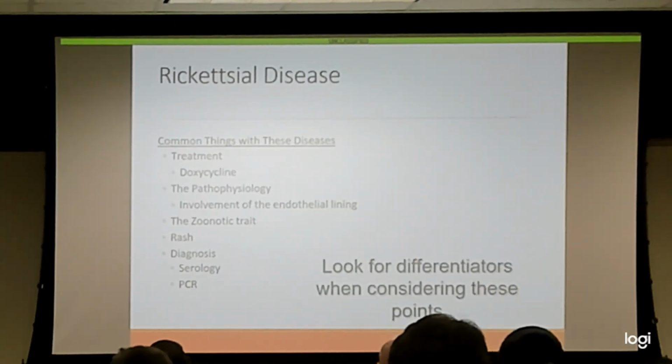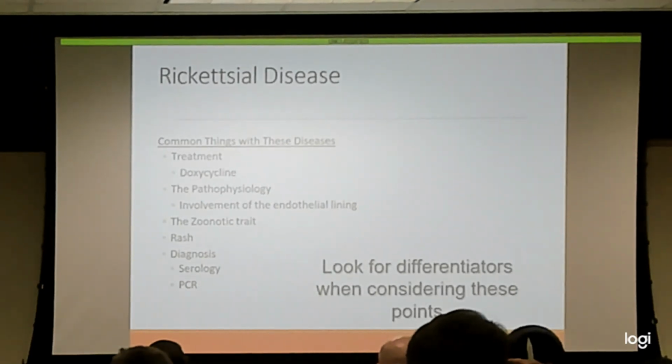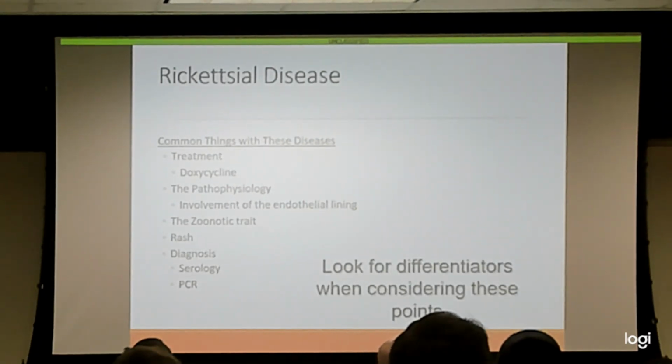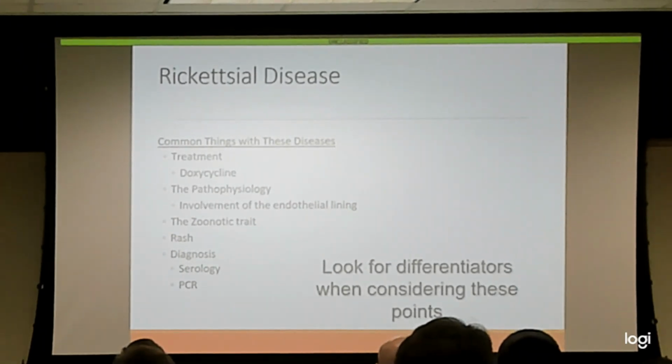Real easy. All of these are treated with doxy. All of these involve endothelium lining, which will all have basically the same type of symptoms, except for Q fever. Q fever is actually a respiratory type deal. So Q fever, out of these four that we're going to talk about right now, is the only one that's going to be a little bit different.